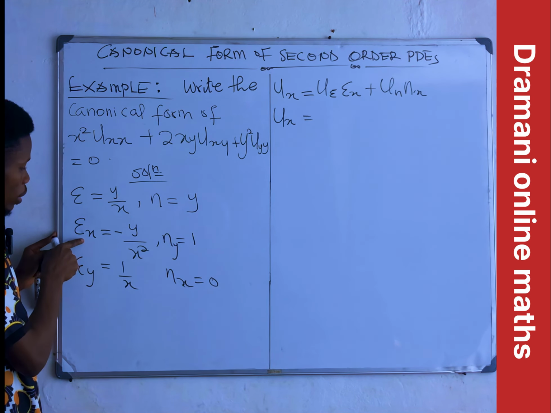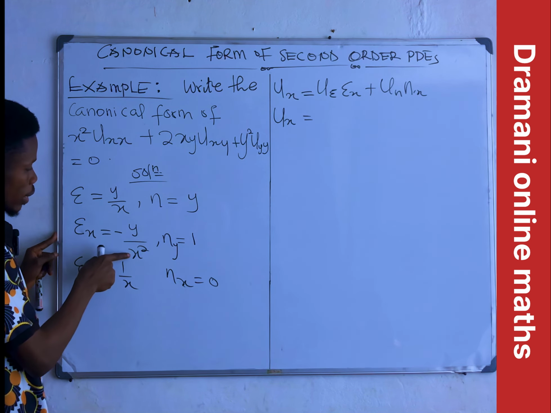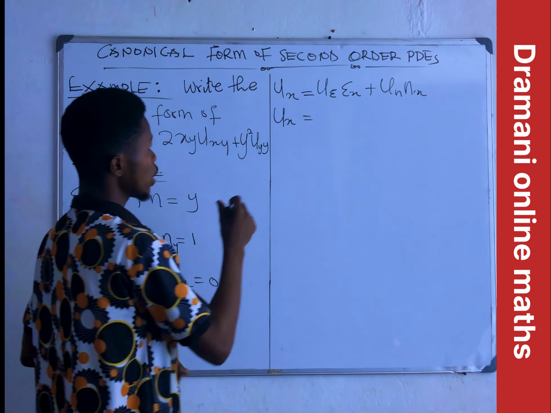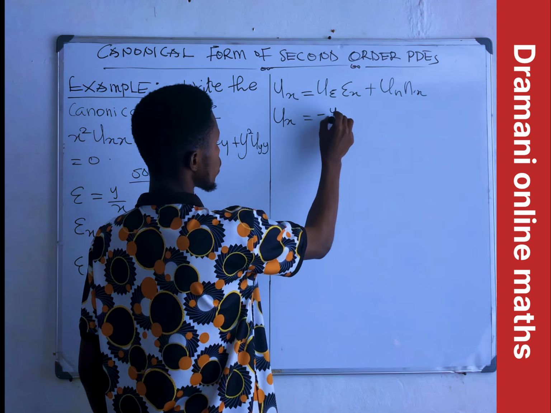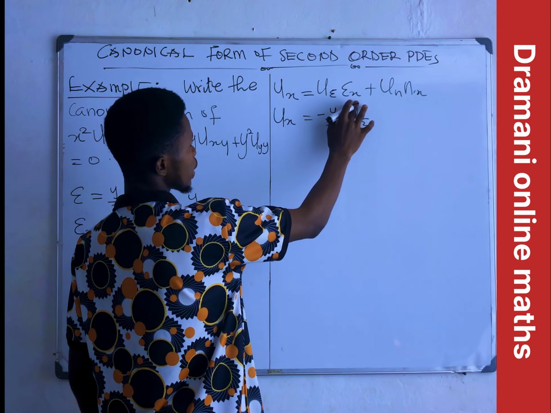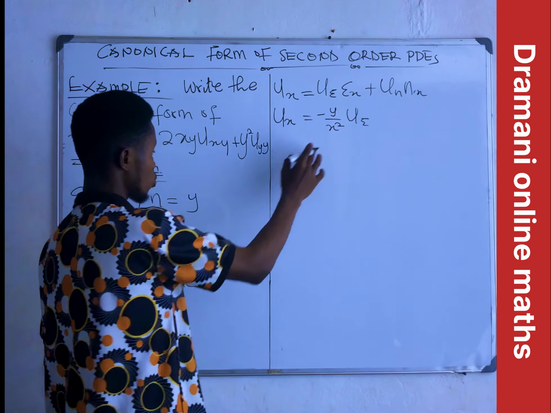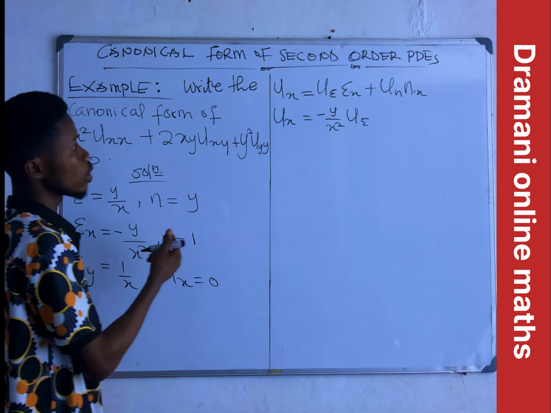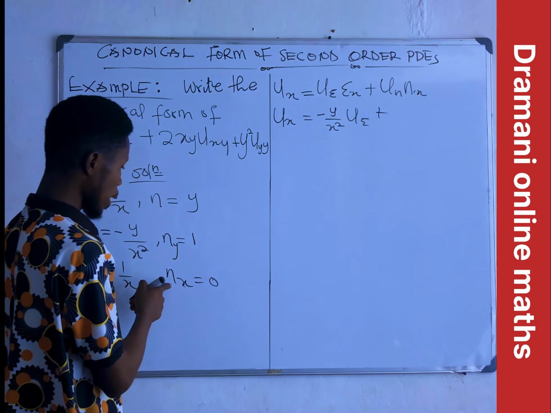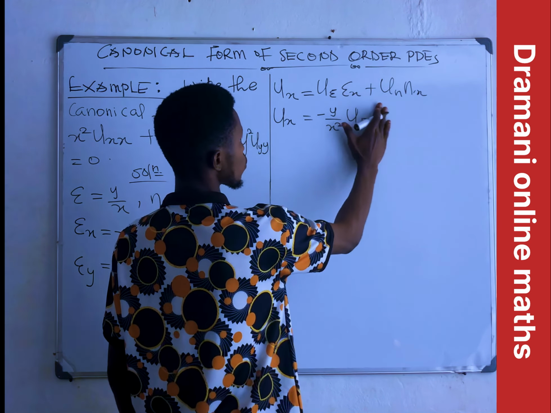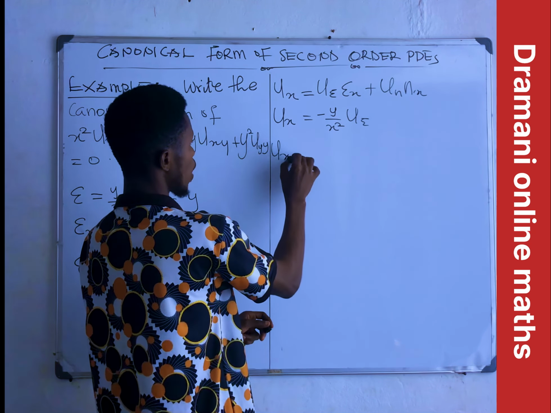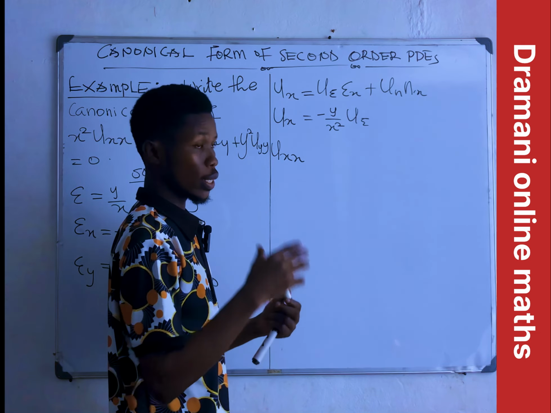When we differentiate xi with respect to x, you have negative y over x squared. So this place is going to be negative y over x squared times u xi. I'm just replacing the xi x here by negative y over x squared, which we worked out here. Then plus eta x. Eta x is 0, so 0 times this goes to 0, so we don't need this. So this is what we have. Then go and differentiate it, 1, 2.